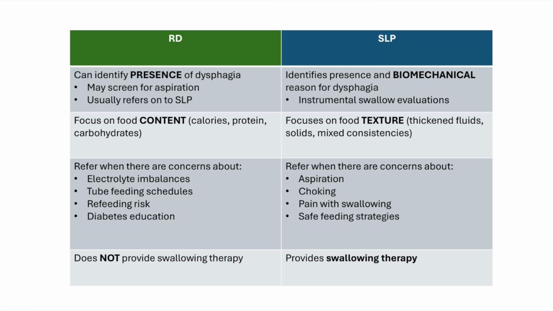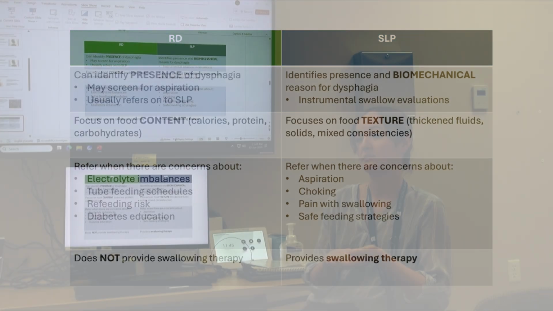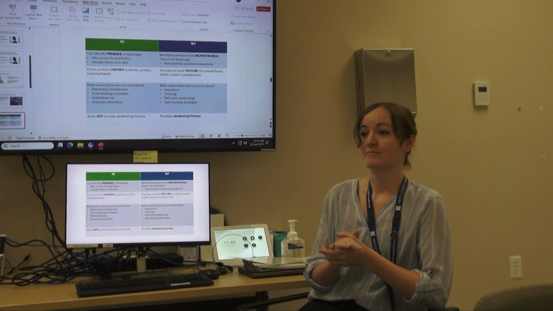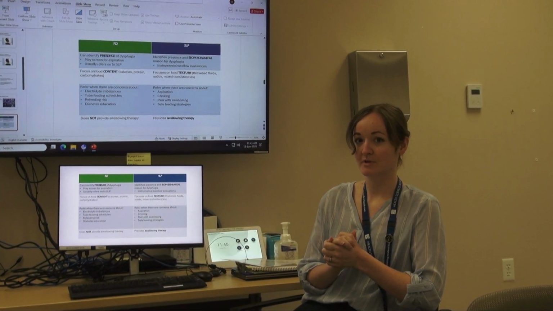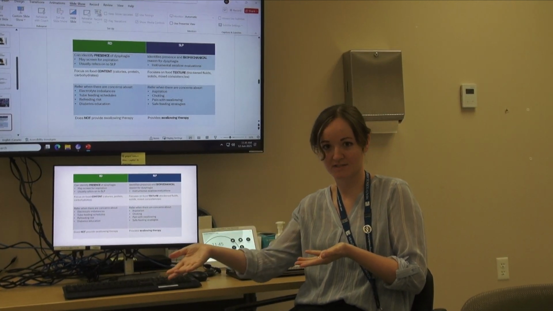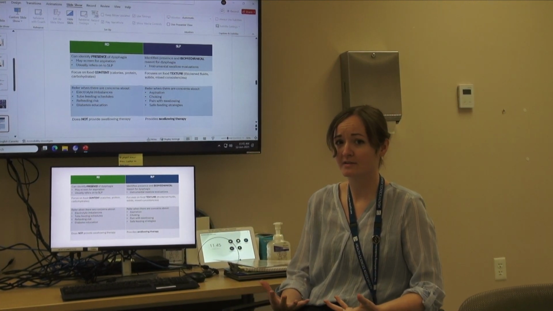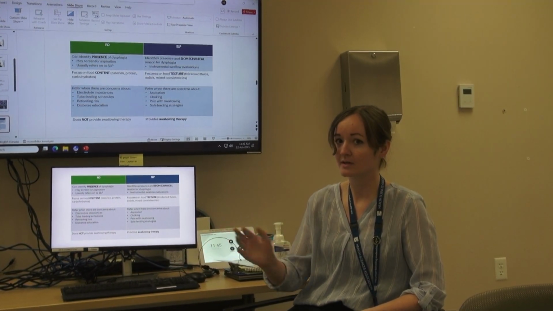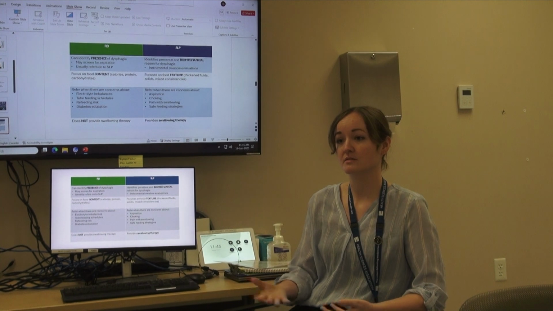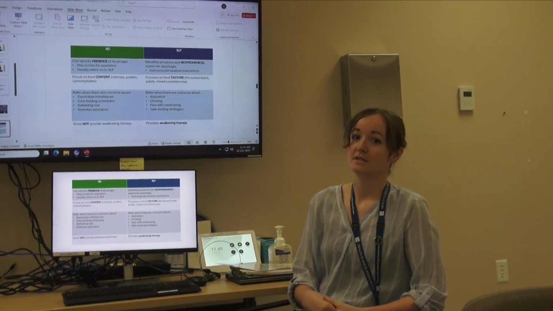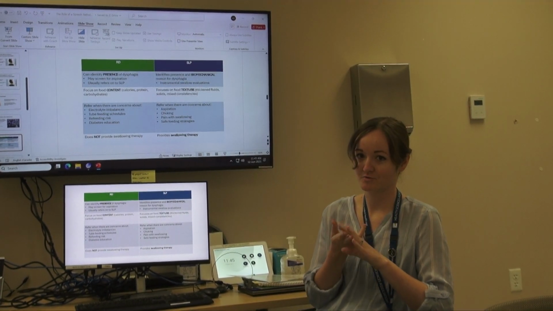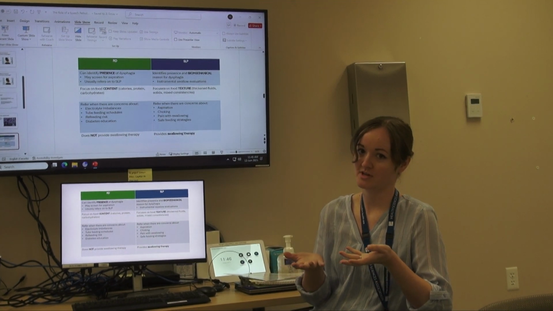They can identify that it's there, that this person is perhaps coughing and sputtering with fluids. They may be aspirating. They acknowledge that there's this risk of aspiration, and that is sort of where their role ends. And then they refer on to SLP. In acute care, it's a lot easier to just refer straight to the SLP. Because we are the ones who will say, okay, yes, this person seems like they're probably aspirating. We'll confirm it with further studies, and we'll figure out the biomechanical reason for it. Why is this person aspirating?